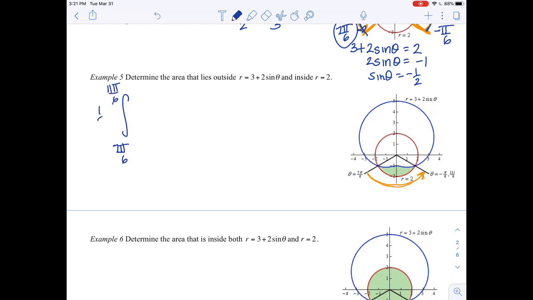You're still going to have that 1/2 in the front. And this time you'll notice that the outer function is actually the circle. So 2 squared is going to go on the outside, and then that (3 plus 2 sine theta) squared d theta is going to go on the inside. You can see this will end up having a similar kind of area value. This is the exact value.